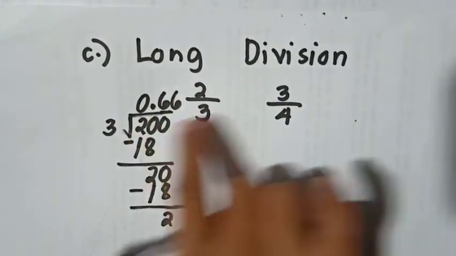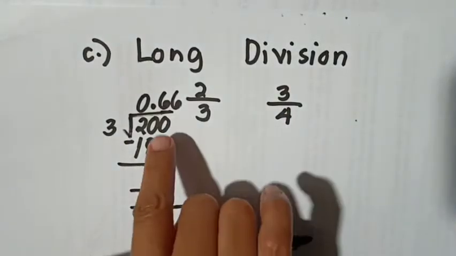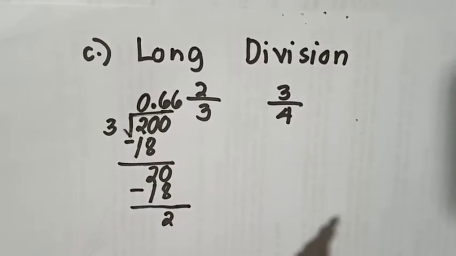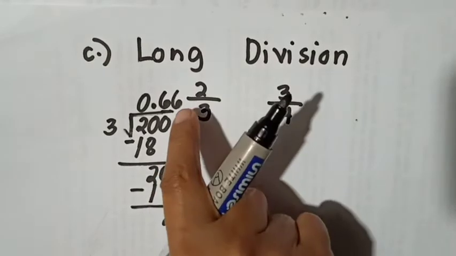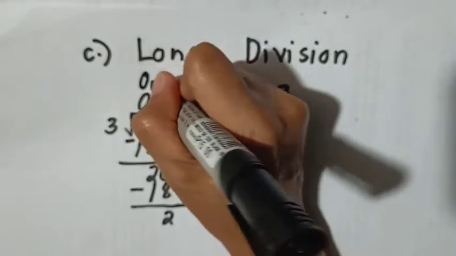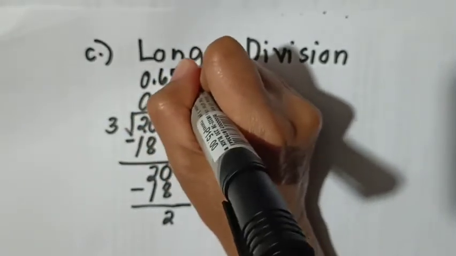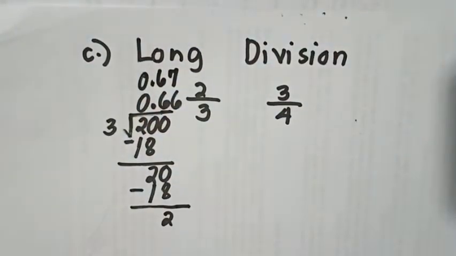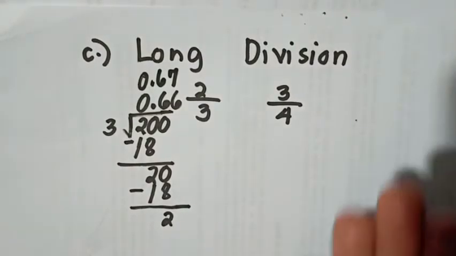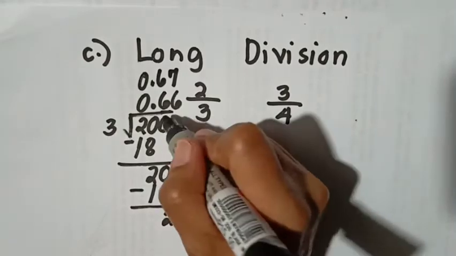If you still proceed or continue, the answer will always be 0.666666, and so on and so forth. All you have to do, if the quotient is non-terminating, is just round it off. Just change this from 0.66 to 0.67. We are only after a decimal number with 2 decimal places.